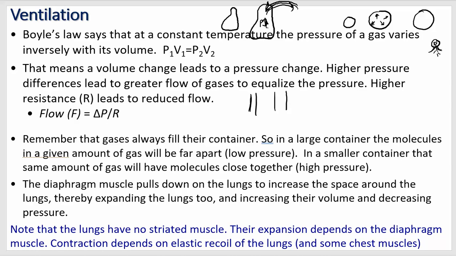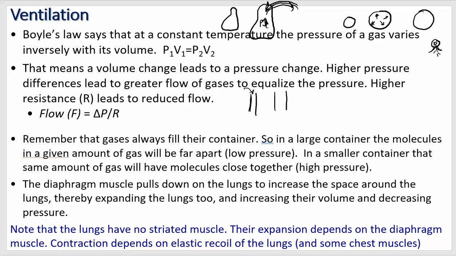So if we open our bronchioles, like in a fight or flight sympathetic activation, then we have less resistance, which means that we have higher flow. If we close them, then flow is going to be restricted. Yeah, so there's resistance to flow based on how open they are.